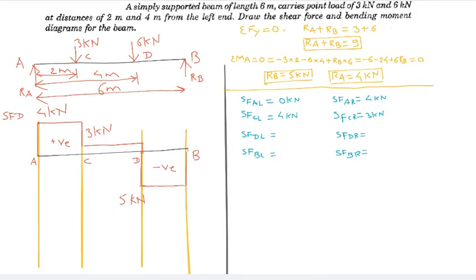Similarly for D, just to the left, the shear force at D from left is equal to 1 kilonewton, and just to the right of D it is equal to minus 5 kilonewton.